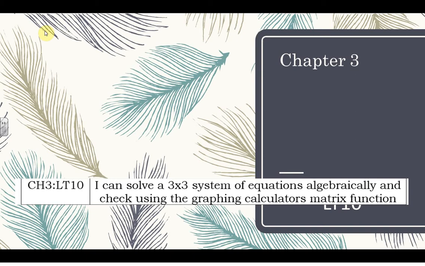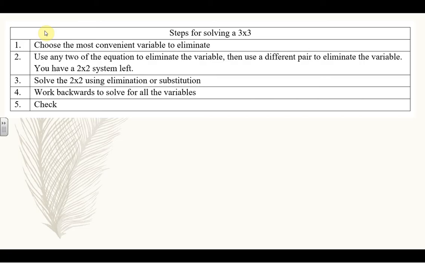Hello everyone! Chapter 3, Learning Target 10, 3x3s. This is Miss Osier. And Miss Lahar. And here we go. My favorite. This is my favorite. These are fun, because it's like a puzzle, and you have to solve the puzzle.